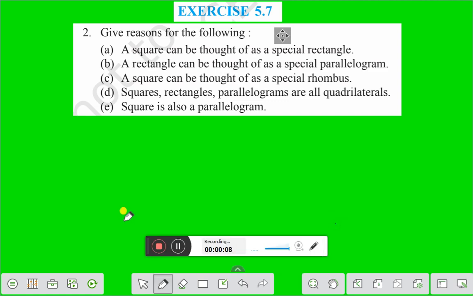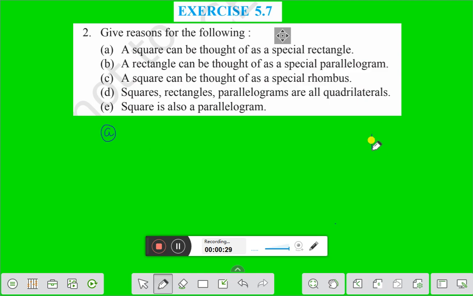Today we shall discuss exercise 5.7 question number 2. Give reason for the following. A square can be thought of as a special rectangle. Now question A. What is that? A square can be thought of as a special rectangle.